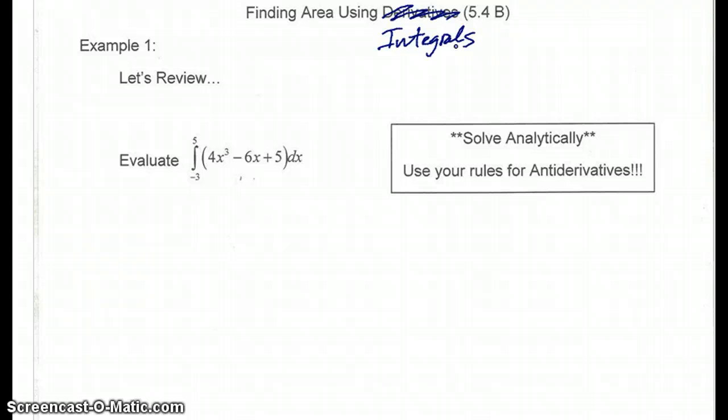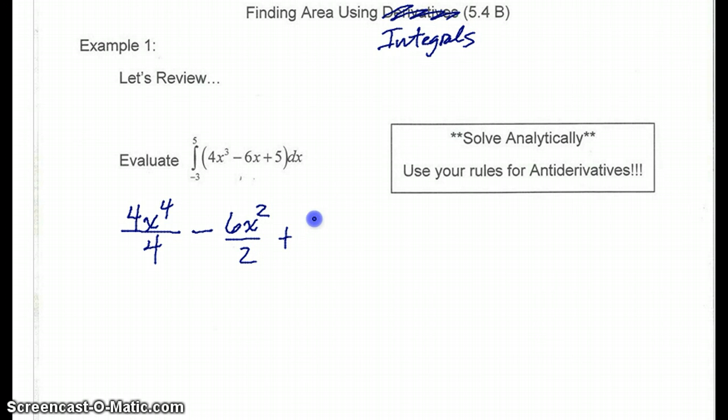First thing, let's review. How do I evaluate a definite integral? First, we remember to solve analytically using our rules for anti-differentiation. Here we go. We are going to change 4x cubed to 4x to the fourth over 4. We're going to change 6x to 6x squared over 2. And we're going to change 5 to 5x, and that would be over 1. And we are going to solve on the interval of -3 to 5.